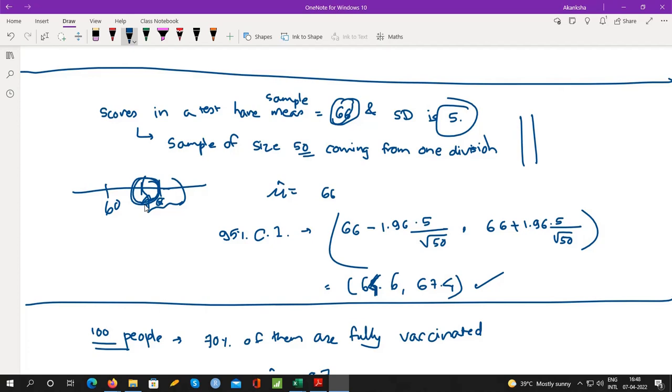But right now, is it clear how to compute a confidence interval for the population mean and how to compute a confidence interval for the population proportion? Yes, ma'am. Okay. So next we have to compute similar intervals for differences between two population means or differences between two population proportions. But today I will stop here.